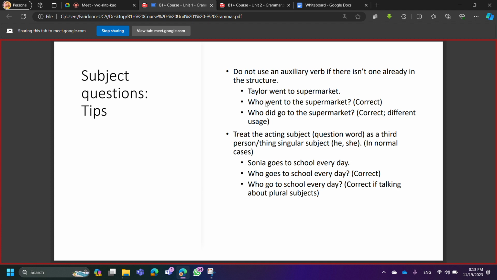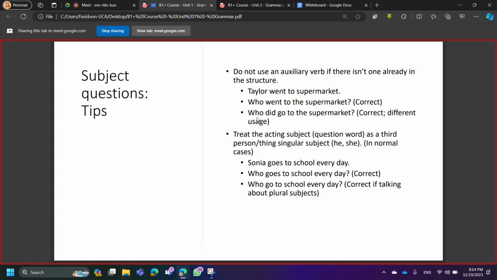But as you can see in here, Taylor is the subject, went is the main verb, or just the verb in this case, and then you have to the supermarket, which is the rest of the sentence. You don't really have an auxiliary verb. And your subject question also doesn't need it. Who went to the supermarket? You don't need another auxiliary verb. Your sentence is correct, it's normal, it's correct.